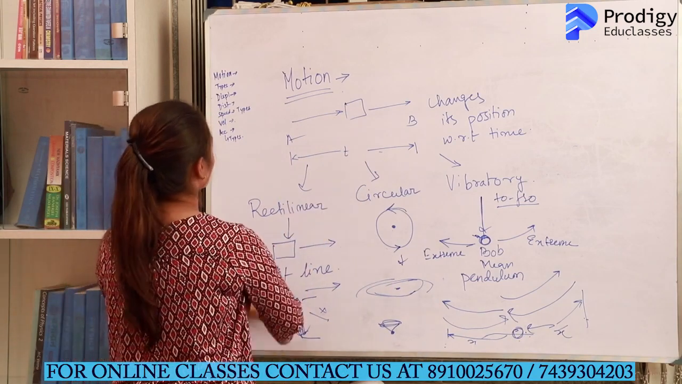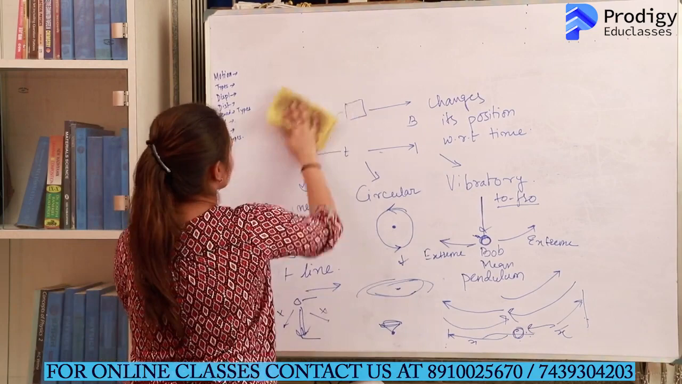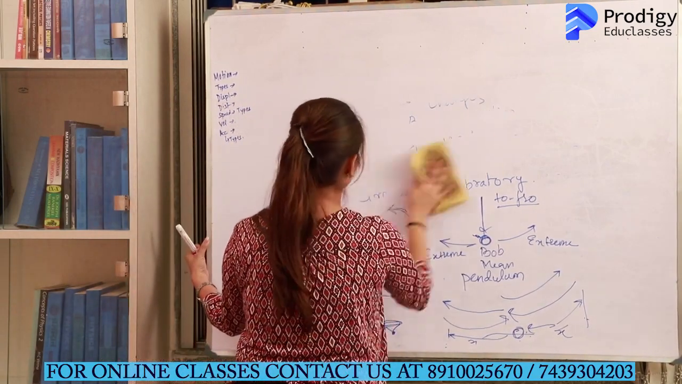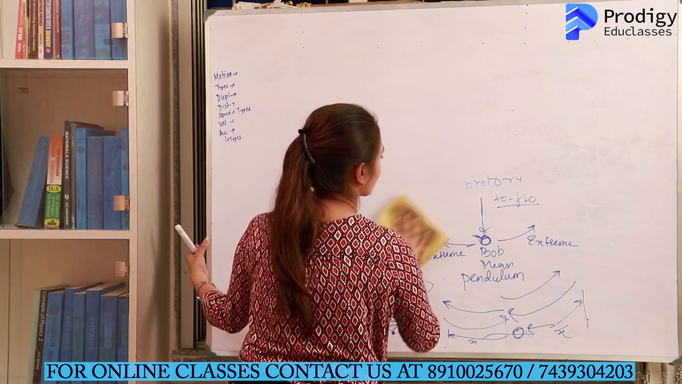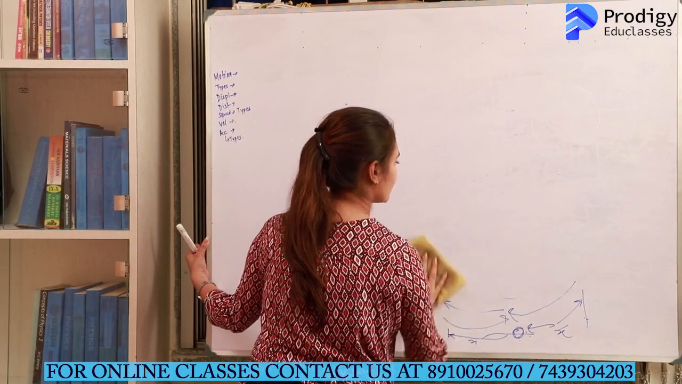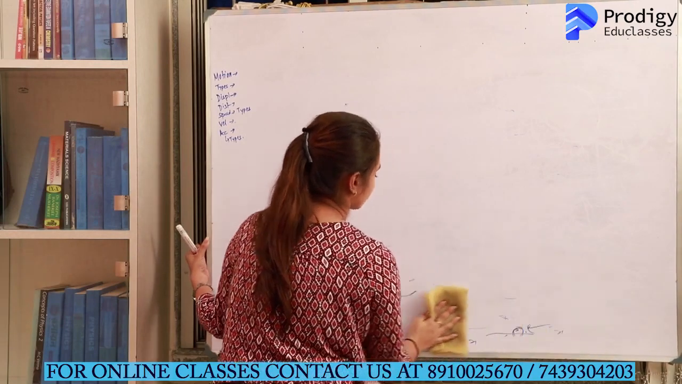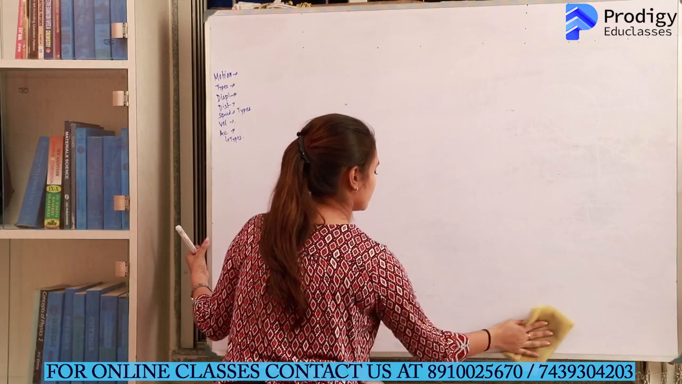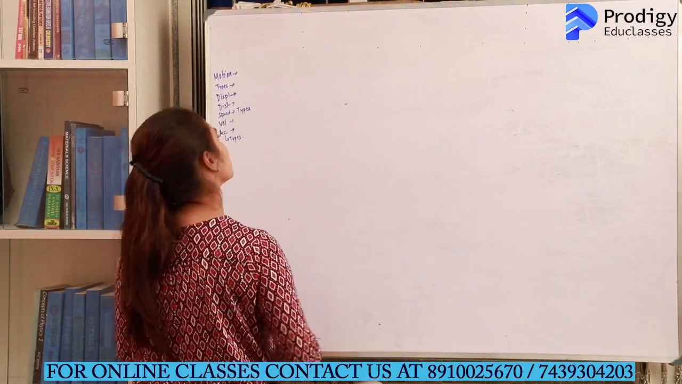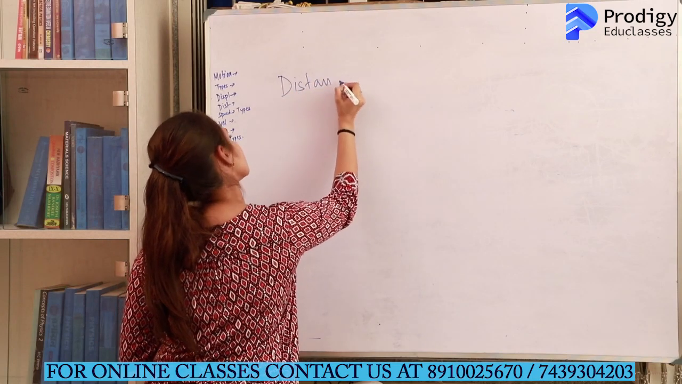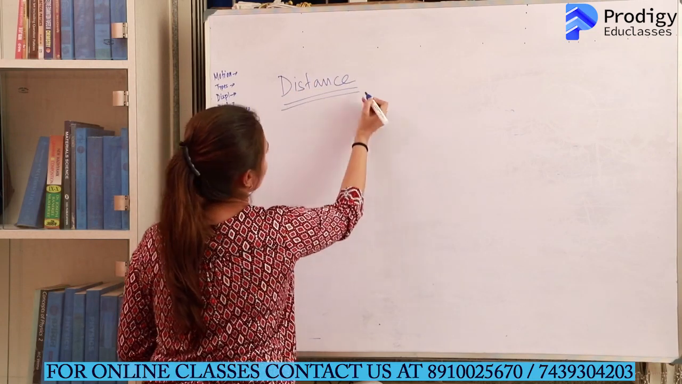Now we may go to certain terms that we come across while we study the chapter of motion. The first term that we will come across in the chapter of motion is distance. It is a very basic term. You may have heard this term in your maths problems or in any kind of day-to-day life also. What is distance?